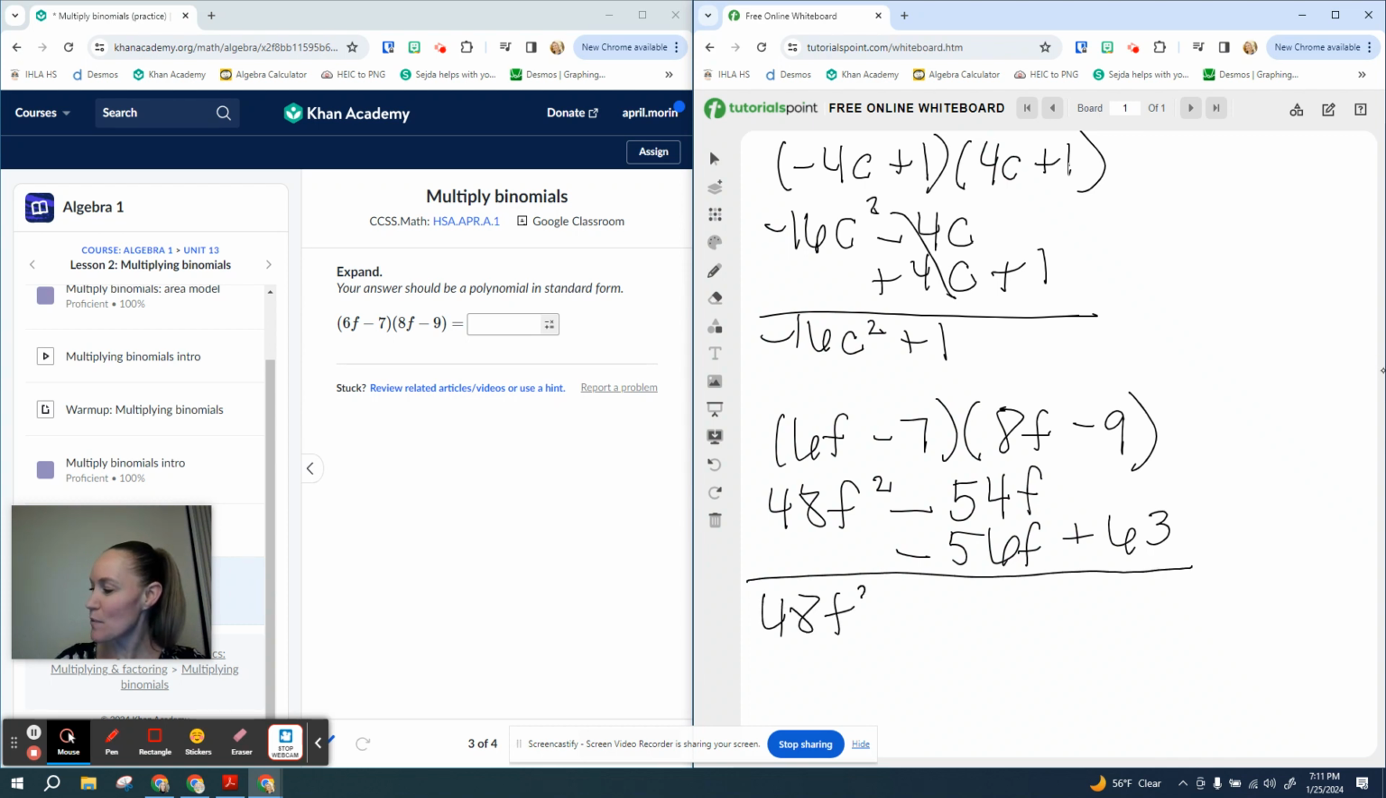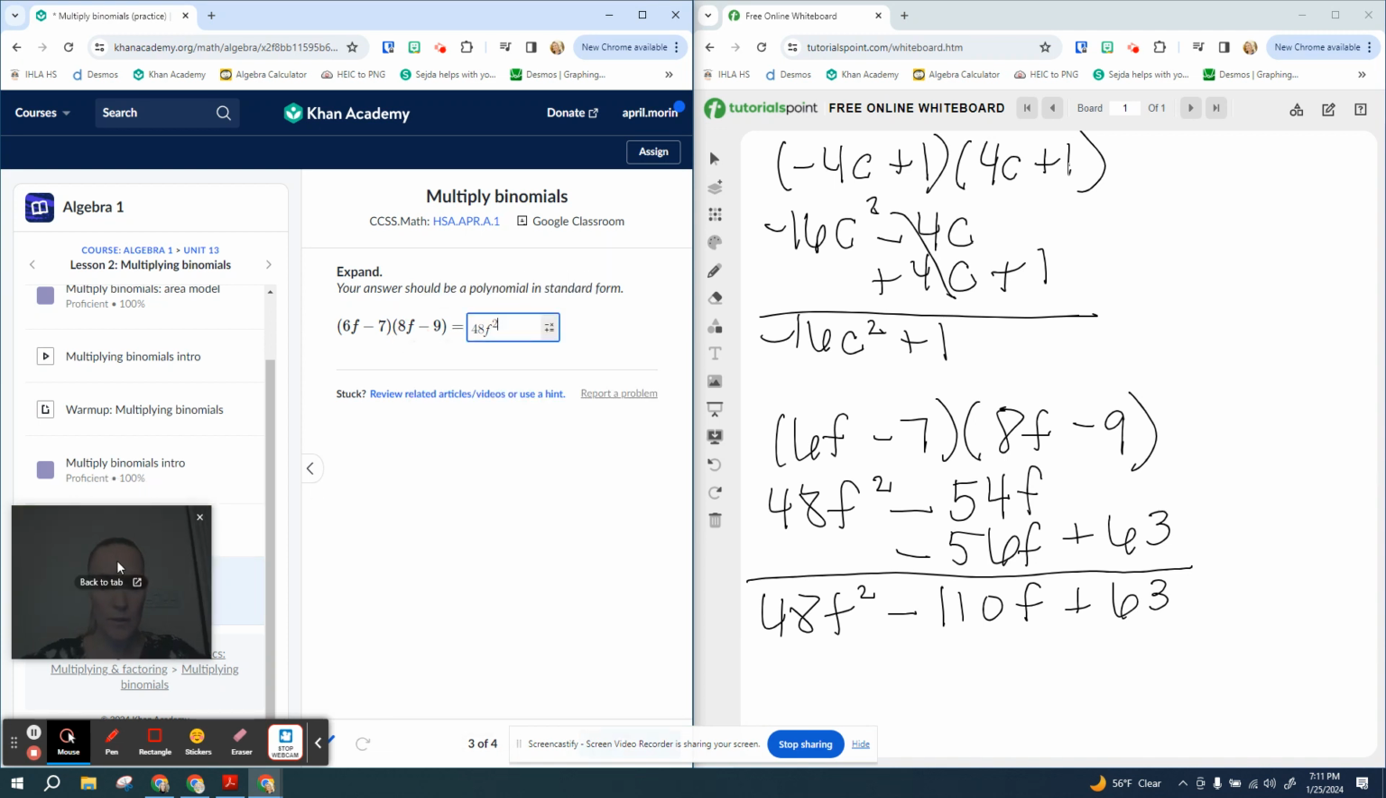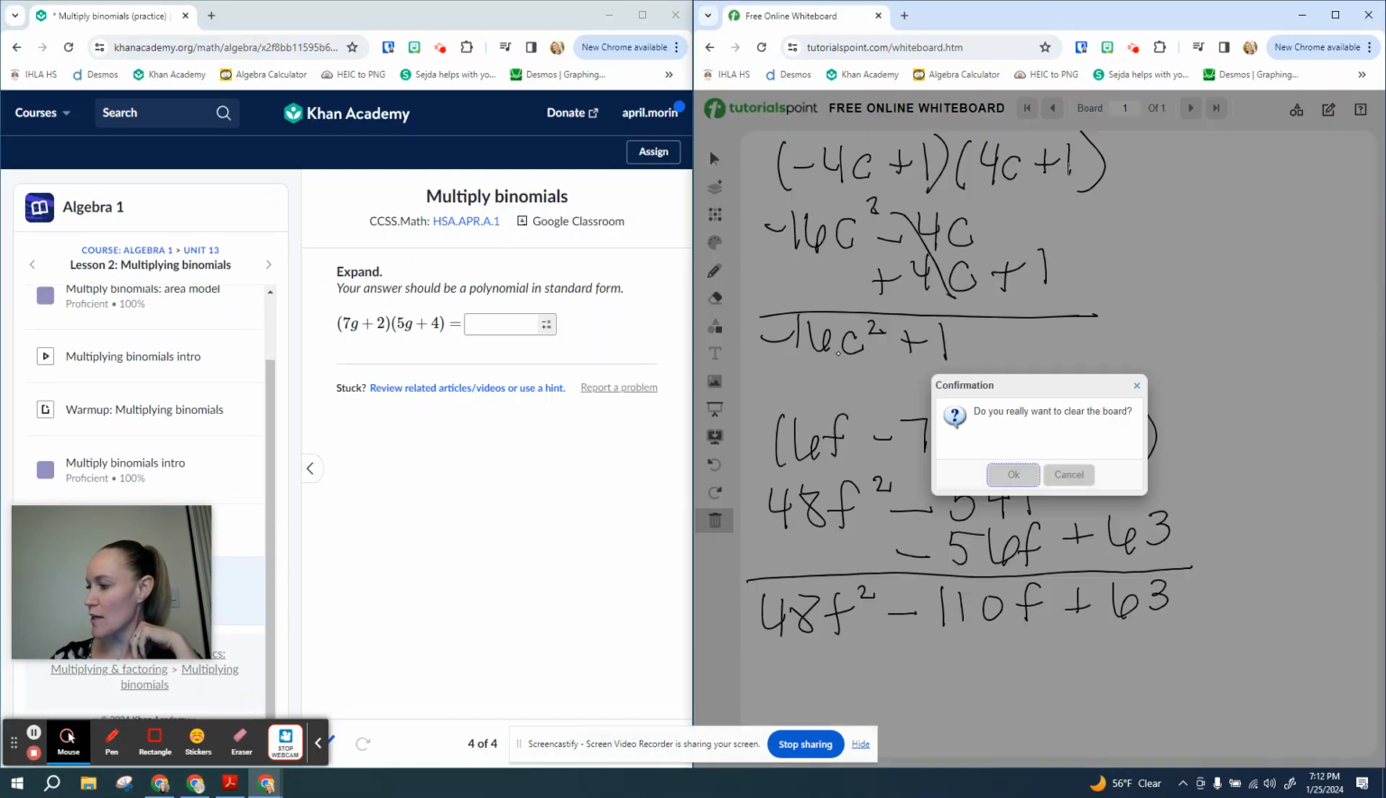48f squared minus, and we're going to add these. So 56 plus 54 is 110, so it's 110f plus 63. All right. 48f squared. Oops. I must have hit something wrong. Minus 110f plus 63. Let's see if we're right here. Right, next. Looking good. We'll go ahead and clear this.